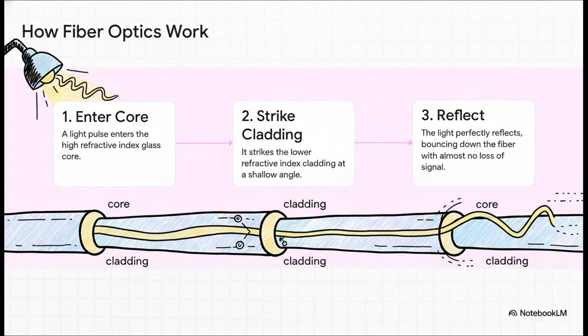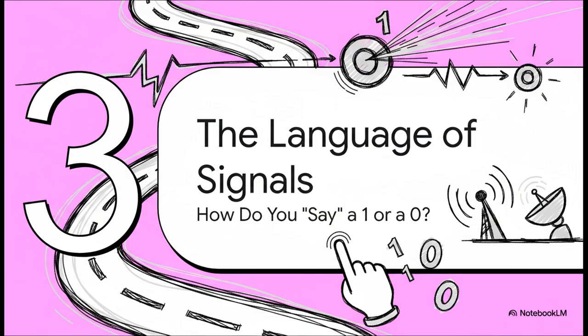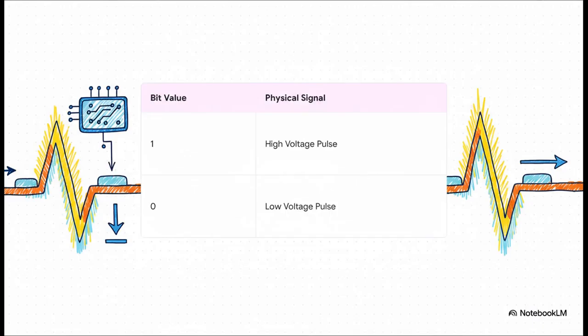It's just pure physics. Okay, so we've got the roads. But how do we actually talk on them? How do you turn an abstract 1 or 0 into something a wire or a beam of light can actually understand and carry? Well, the most basic way is through something called encoding.